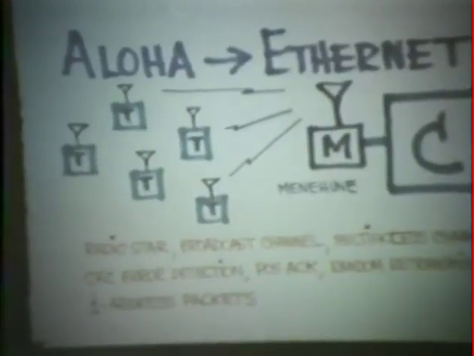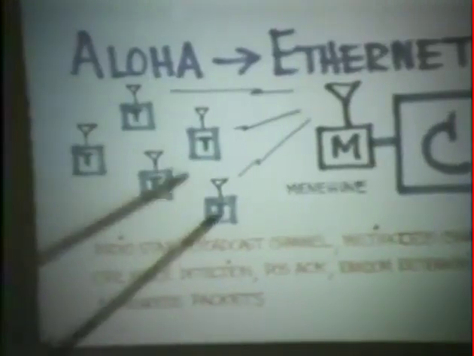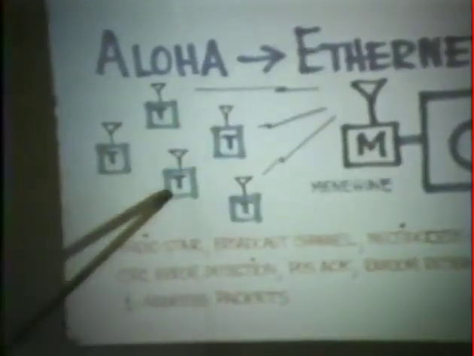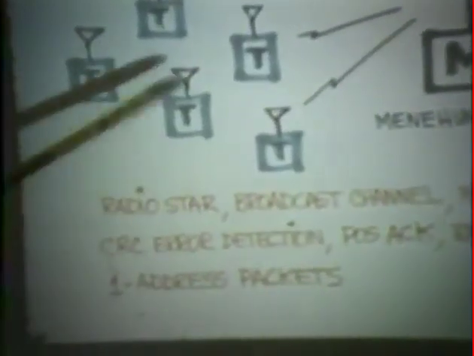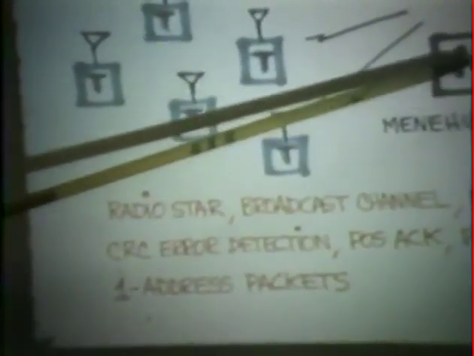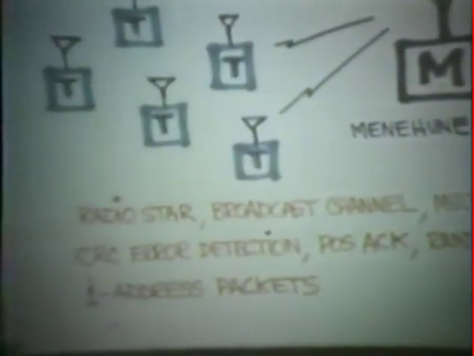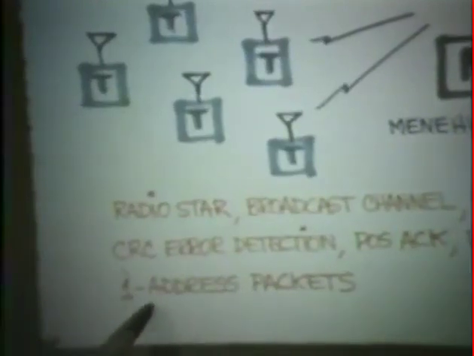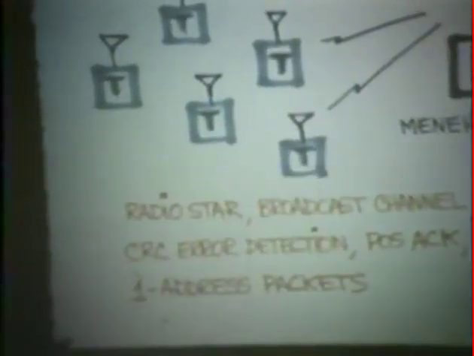Another thing to say about the Aloha network is that since it's a radio star, as I said earlier, all transmissions are either from a terminal to the Menehune or from a Menehune to a terminal. As a result, the packets in the Aloha network are one address packets, in that on incoming transmissions, the packet contains the address of the source terminal, and on outgoing transmissions, the packets contain the address of the destination terminal. This is another feature of the Aloha net which distinguishes it from Ethernet.